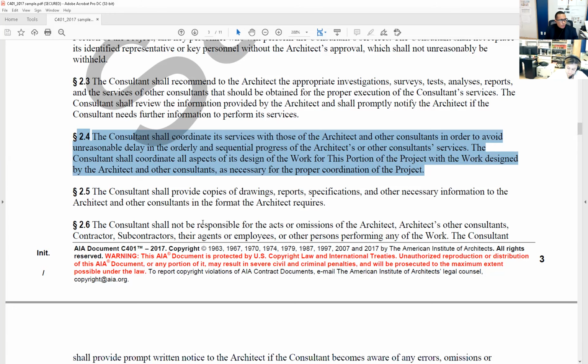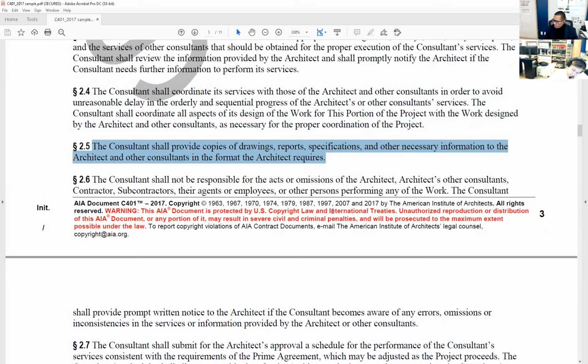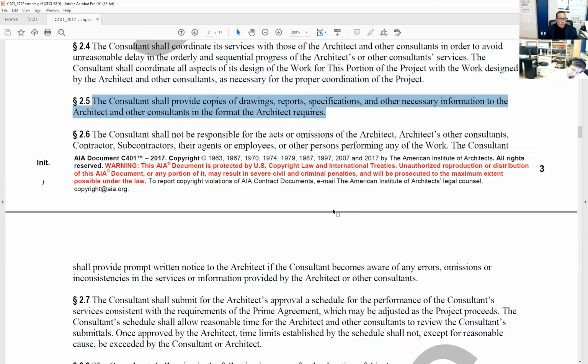Now, section 2.5. The consultant shall provide copies of drawings, reports, specifications, and other necessary information to the architect and other consultants in the format the architect requires. Well, their drawings, they have to provide their drawings. It may be just digital.